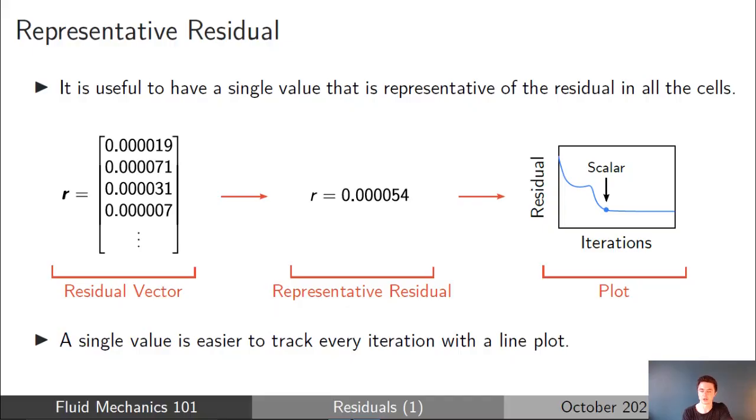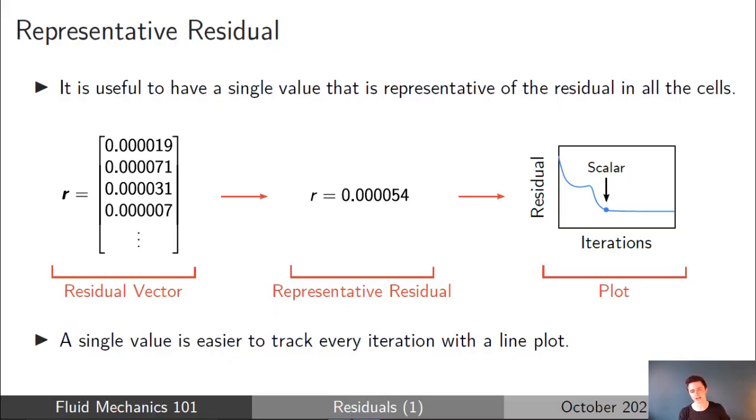For example, you can see here on the slide, the image on the right shows the behavior of this representative residual for each iteration in the CFD solution. And this is a lot easier for us to observe and track, and it's a lot quicker to do as well, because we can quickly look at that line and we can see that the residual is still reducing. For example, if the representative residual is still reducing, it follows that probably the entire residual vector is also still reducing, and we're not quite there yet.